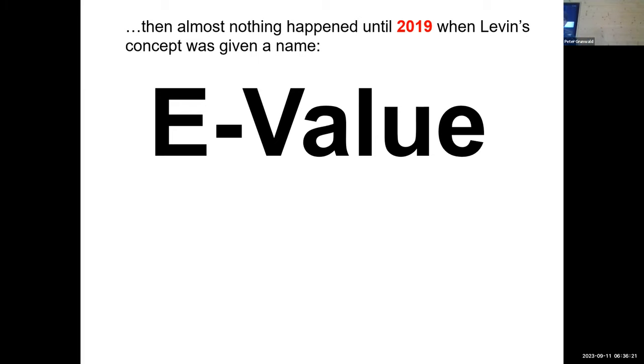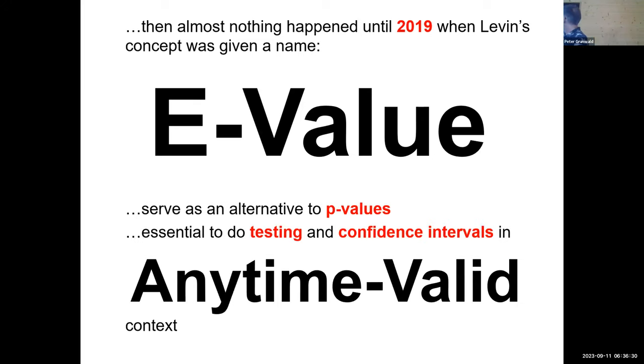Till 2019, when independently several people around the world got the idea to give this concept a name. They call it the E-value. So the E-value, you have to think of it as something which gives you evidence about whether a hypothesis might be true or not based on the data. So it's a little bit like a p-value. And you use it to do testing and to get confidence intervals, just like classical confidence intervals or more generally uncertainty estimates are often based on using p-values in a specific way.